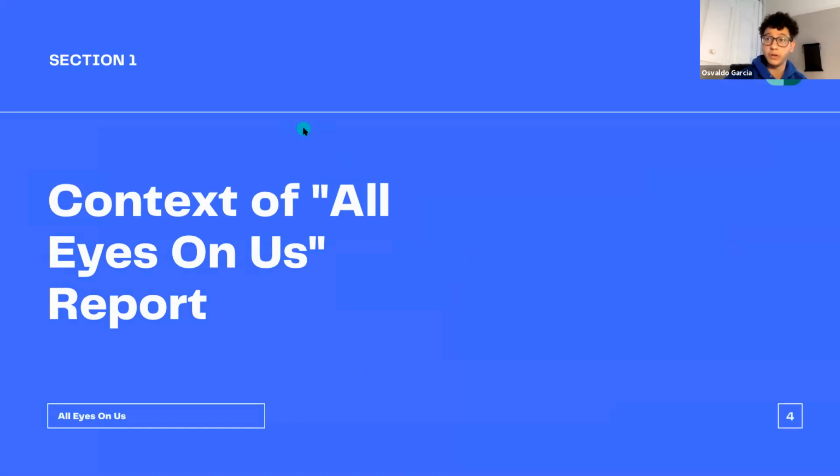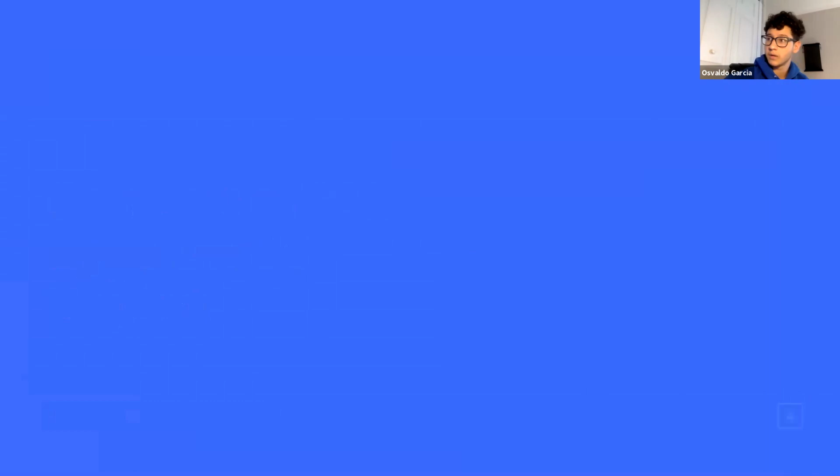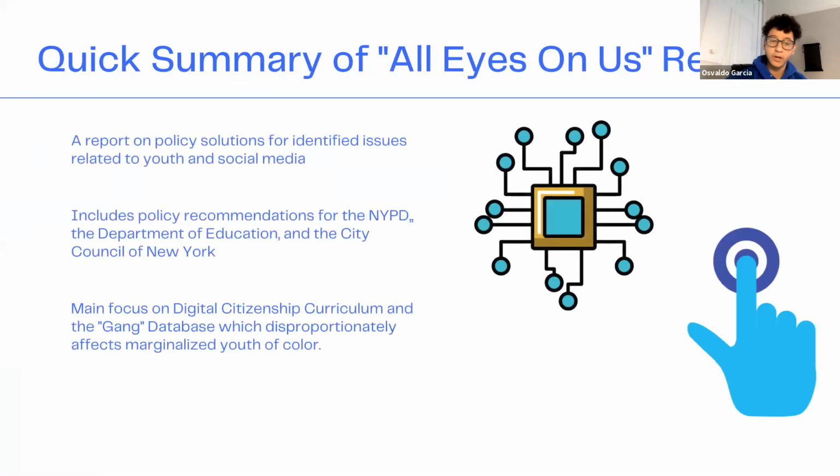So section 1, the context of the All Eyes on Us report. Just a quick summary: it's a report on policy solutions for identified issues related to youth and social media. It includes policy recommendations for the NYPD, the Department of Education, and the City Council of New York. Its main focus is on digital citizenship curriculum and the gang database, which disproportionately affects marginalized youth of color.